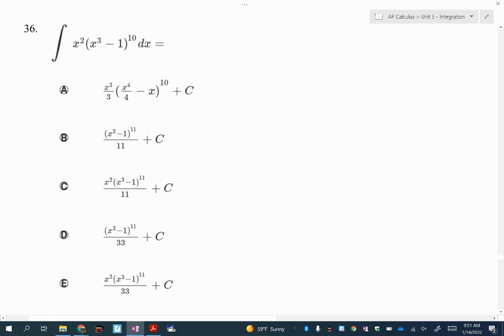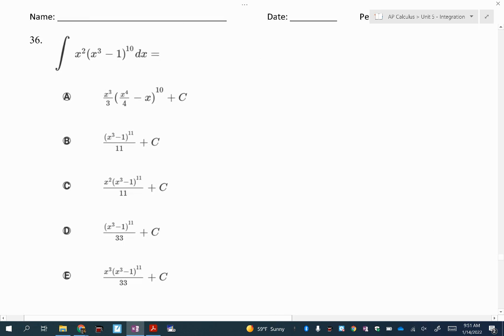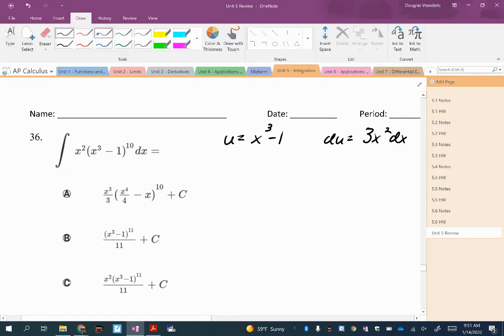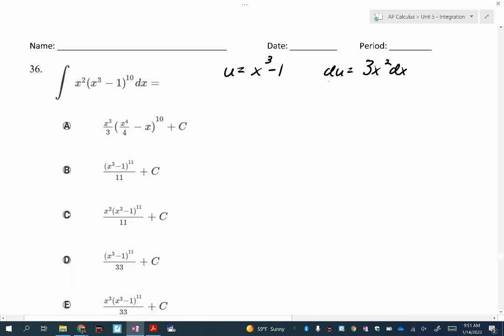36. All right, now 36 is going to be u substitution again. u is going to be x cubed minus 1, and du is going to be 3x squared dx. And if you notice, I have x squared dx, but I don't have that 3. So to move that 3 out of there to the other side, I'm going to divide everything by 3. Now watch how I write that here. So that's 1/3 du is the same as x squared dx.